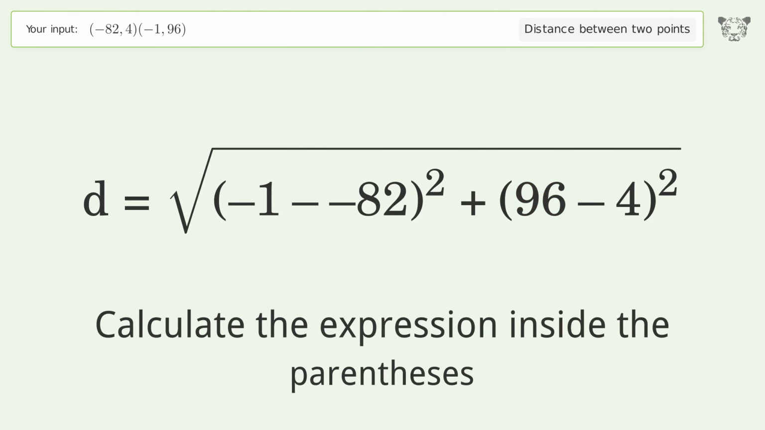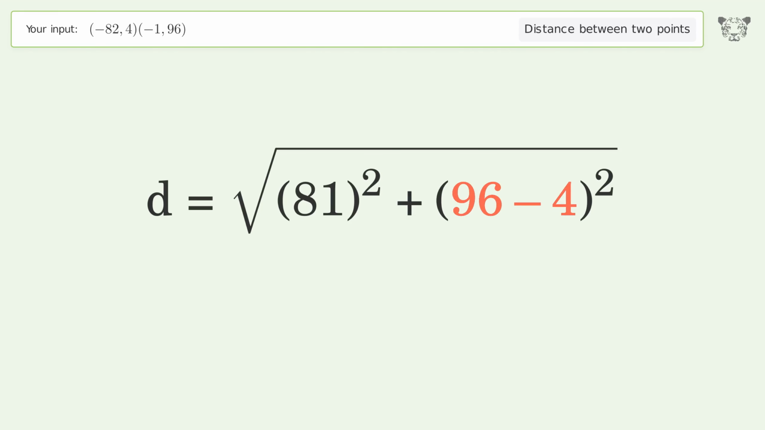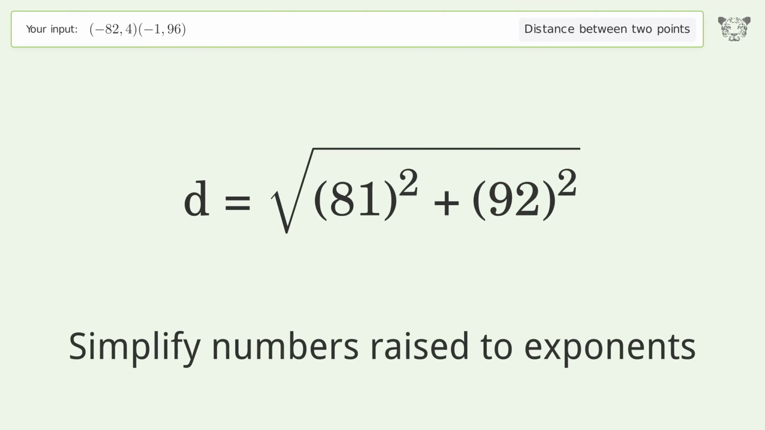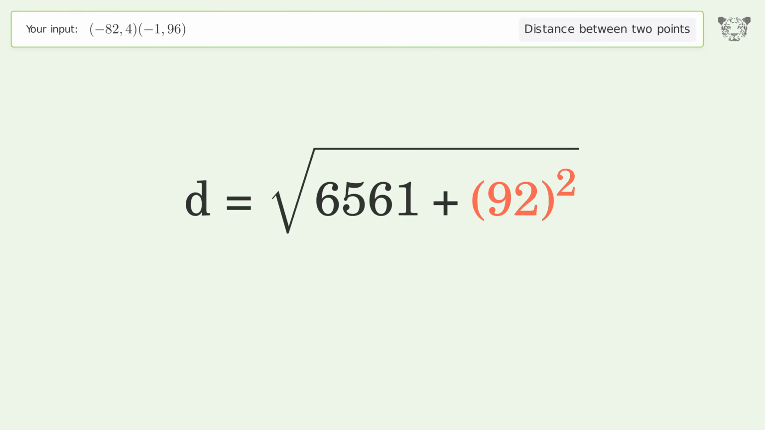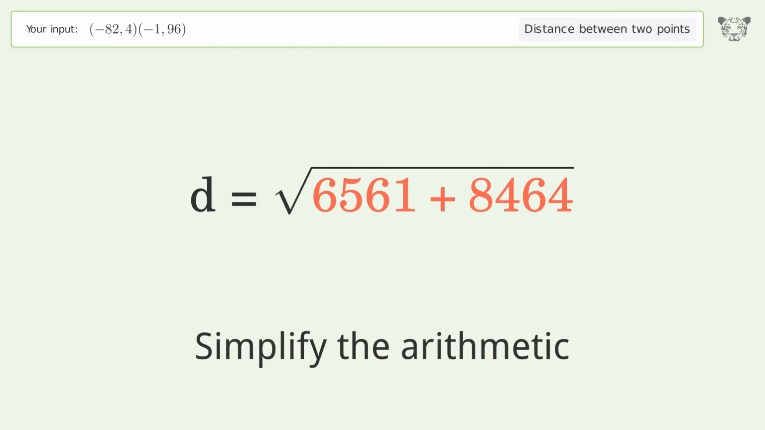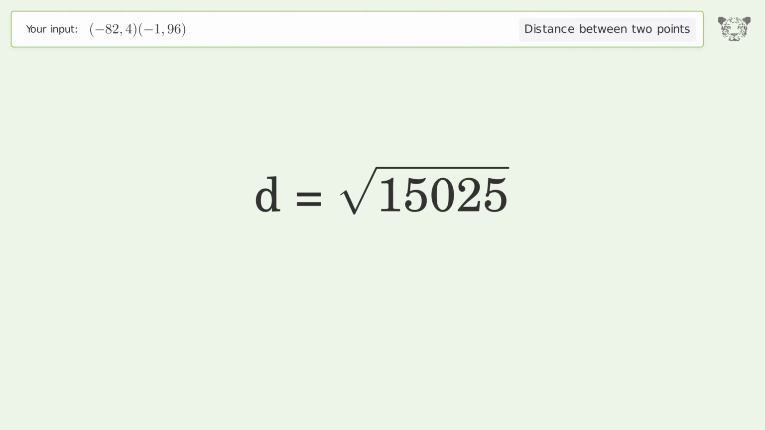Calculate the expression inside the parentheses. Simplify numbers raised to exponents. Simplify the arithmetic. And so the distance between the 2 points is the square root of 15,025 or 122.577.